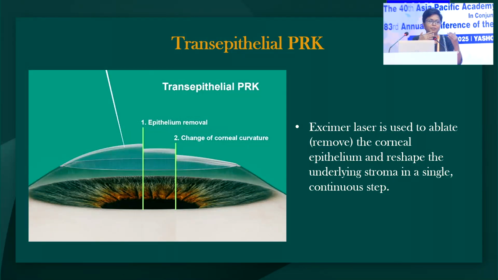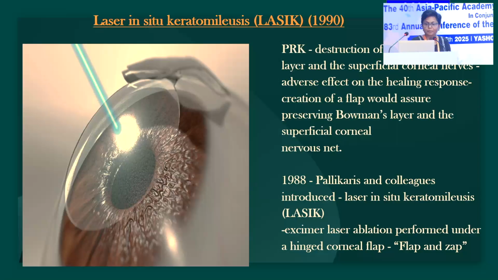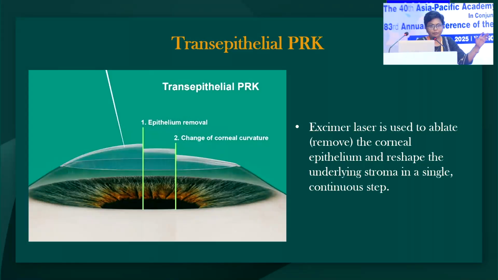And we'll create the ablation profile in such a manner that there is a smooth transition from epithelium to stroma. But the problem here is, when we are putting the laser over Bowman's membrane, we are destroying it. Plus, there is a huge neural network in the anterior part of the cornea, which is also getting destroyed. So probably it adversely affects the healing process, and that is the reason why LASIK came into picture.